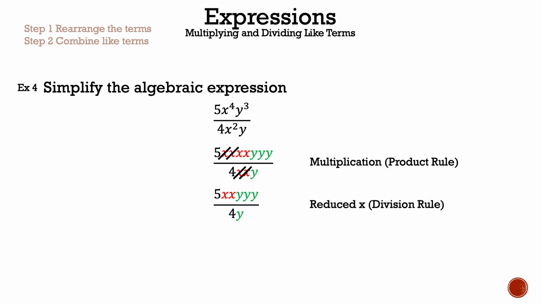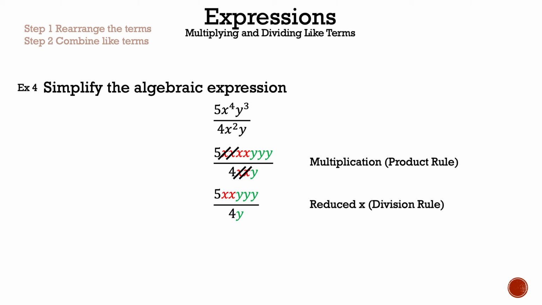sometimes you don't want to write out all the variables, especially if you have an exponent that's a really high number. So we can use the division rule, and that is subtracting the 2 exponents. So 4 minus 2 is 2. So we have 2 exponents for the variable x. But as you can see, we have 2 x's. So that's why we can use the division rule.